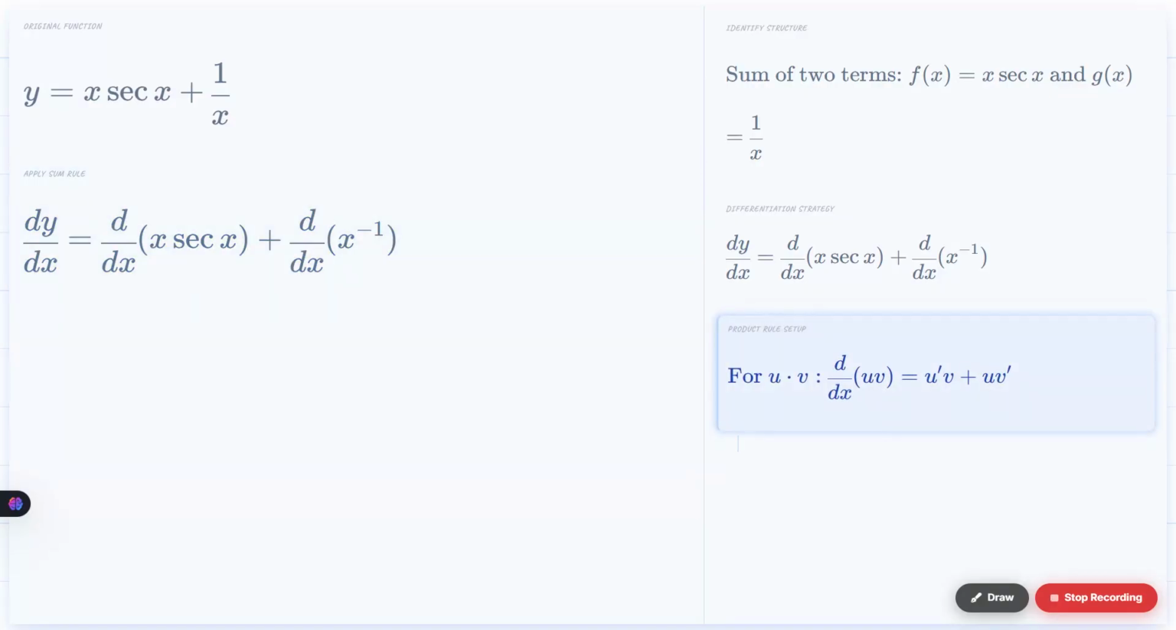We pick u equals x and v equals sec x for the first term. We do this so we can use the product rule correctly. The product rule needs two parts to work.